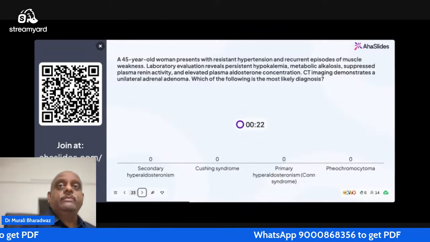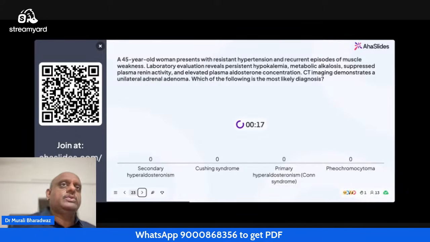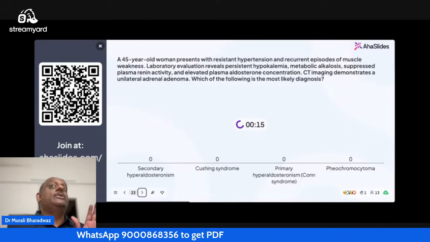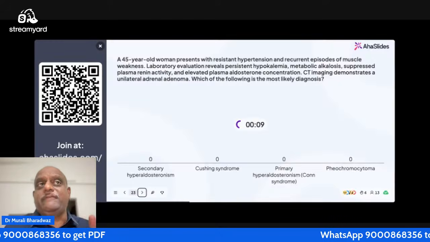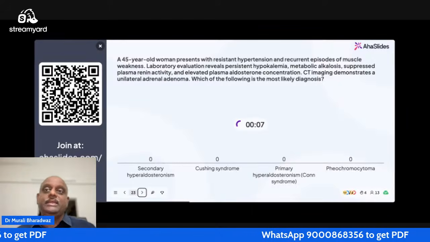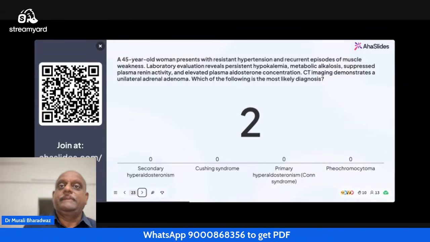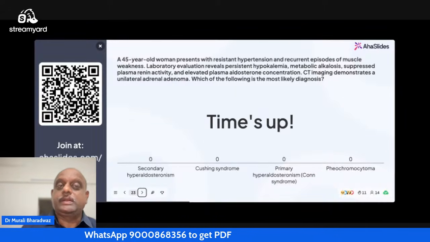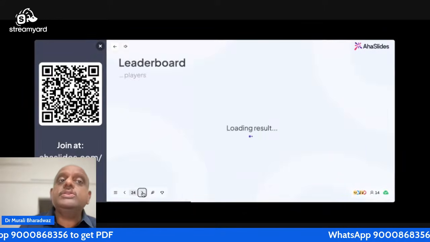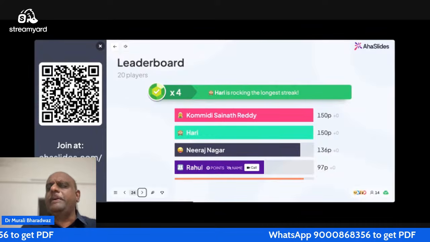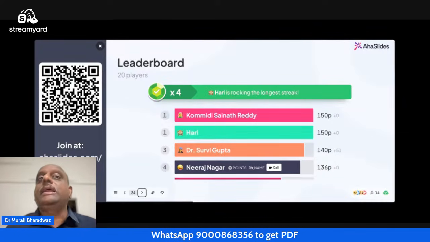A 45-year-old woman with resistant hypertension, recurrent episodes of muscle weakness, metabolic alkalosis with hypertension. Immediately you should jump and answer. Those 2 clues are enough for you to make the diagnosis, doctor. Very good. It is a case of Conn syndrome, which is primary hyperaldosteronism that leads to the development of hypertension with metabolic alkalosis.